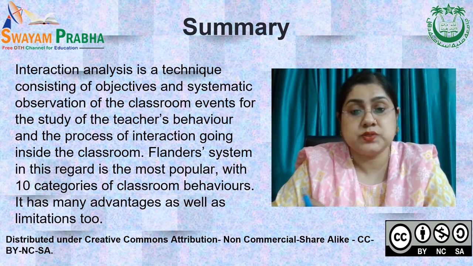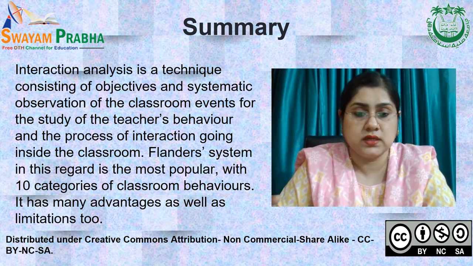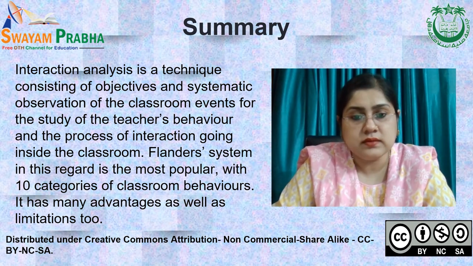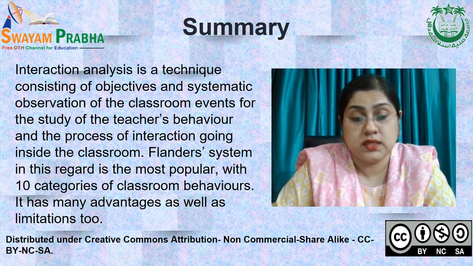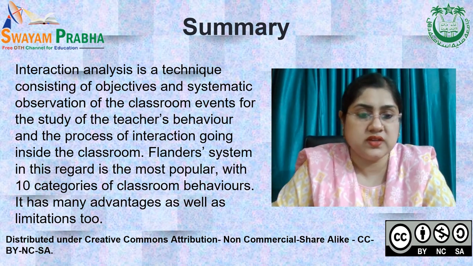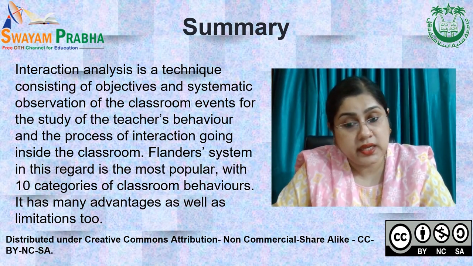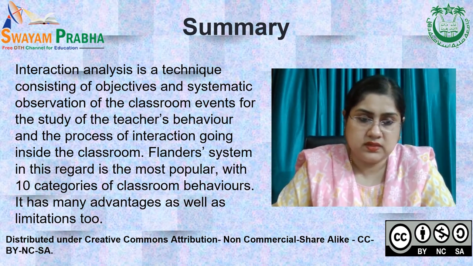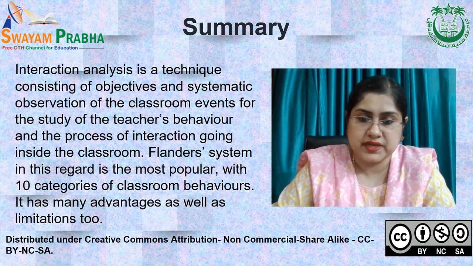This system tries to categorize all the sets of possible behaviors while interacting with the students into 10 basic categories, which are divided into three major sections. These major sections are teacher talk, student talk, and silence or confusion. The application and utilization of Flanders interaction analysis mainly involves three major steps. The first one is observation and recording of the classroom events. The second is construction of the interaction matrix. And the third is interpretation of the interaction matrix.